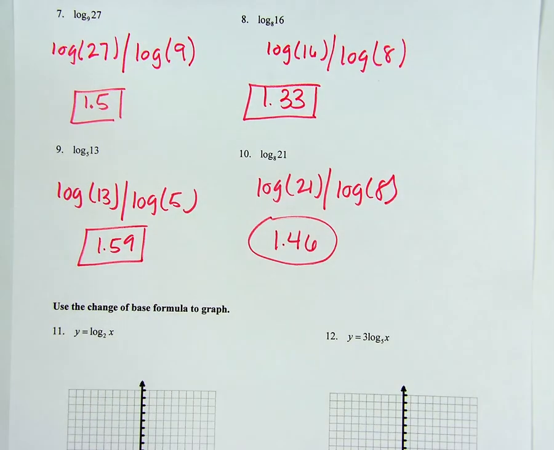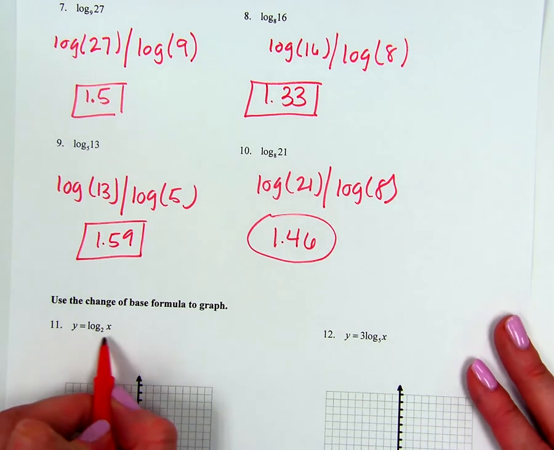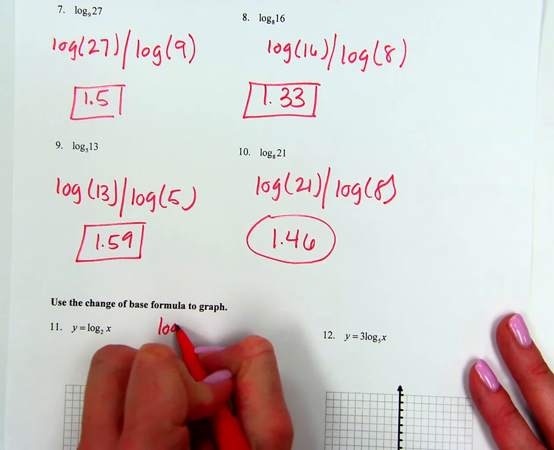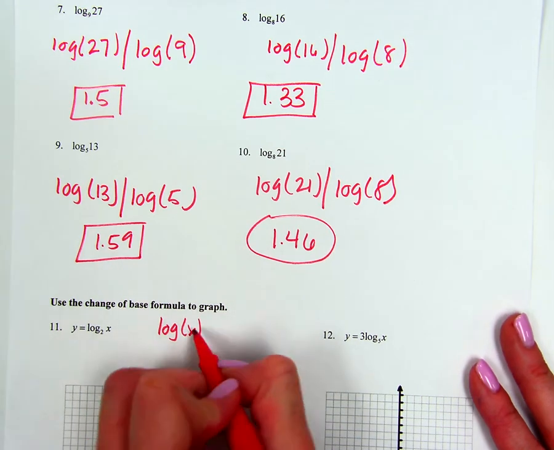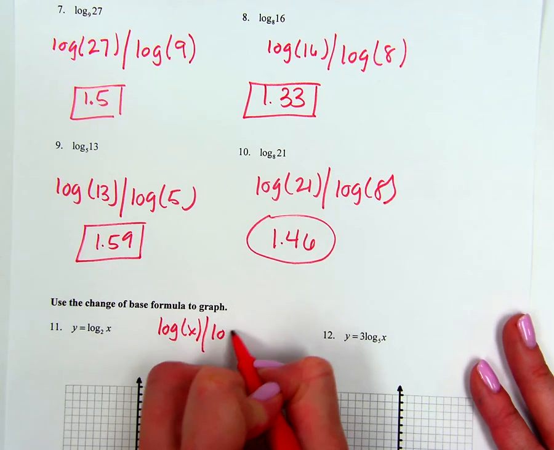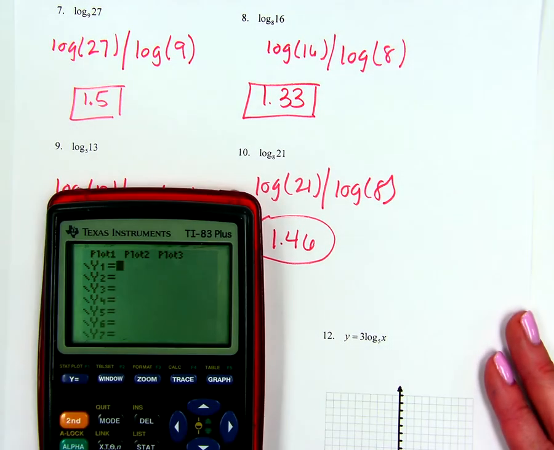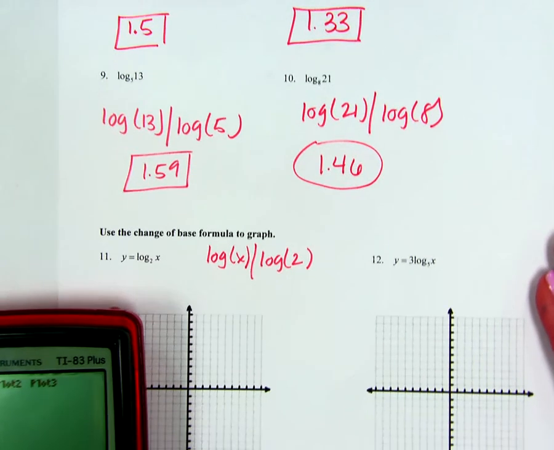So when we look at 11 and we look at 12, it's not quite as simple as you think. You can't just plug it into your calculator as it's written. So what we're going to do is use the change of base rule that we have, and we'll plug it into the calculator like that. So if we're doing exactly what we did up top here, we're going to do the log of x divided by the log of 2. And so we're going to go to our y equals, and we're going to plug that in exactly.